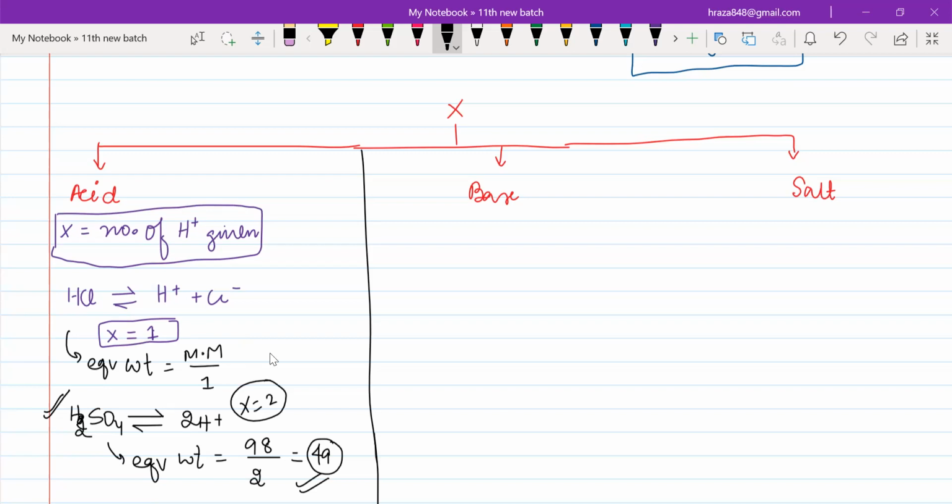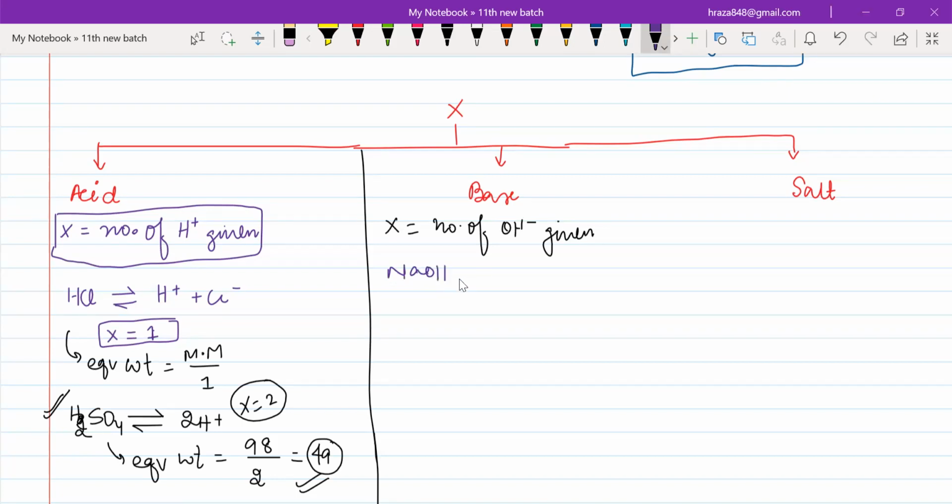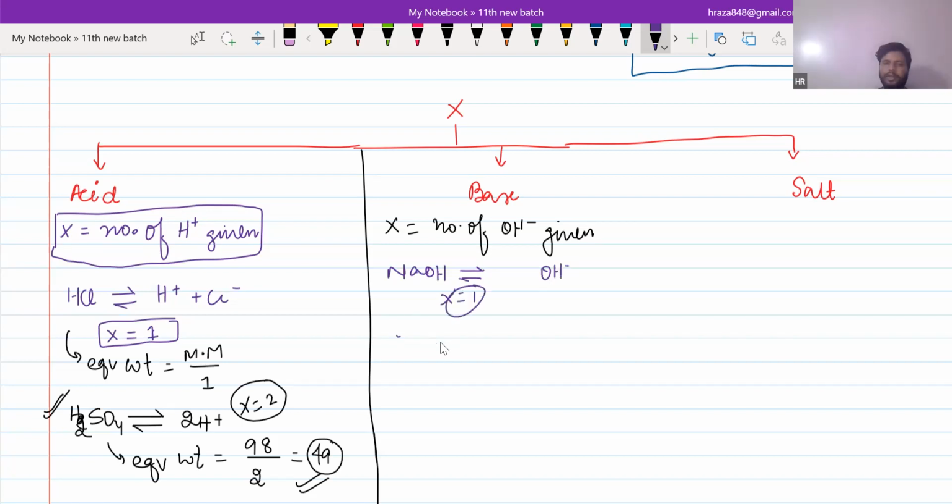Now, for base, it is also easy. X will be equal to number of OH minus given. How many OH minus given by the base? Now see, if it is NaOH, how many OH minus it will give? Only one. So X will be equal to 1. And if you are going to calculate equivalent weight, that will be equal to whatever is the molar mass upon X, that means 1. If you have Mg(OH)2, how many OH minus it can give?